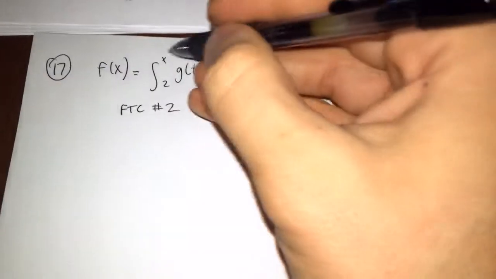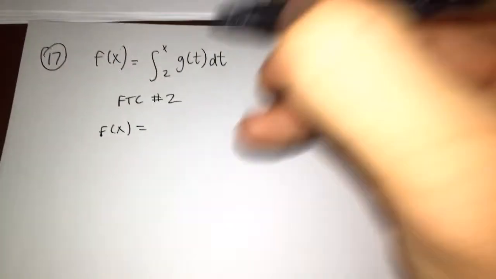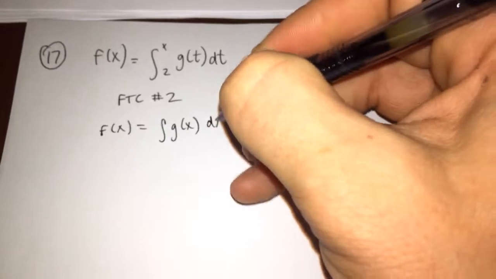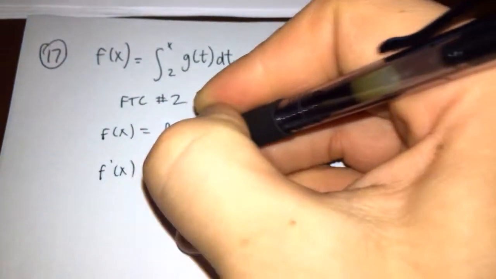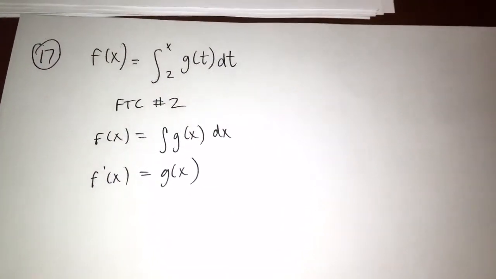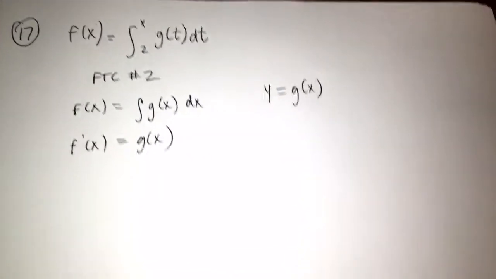For number 17, using the fundamental theorem of calculus, number 2, what I'm going to do is just substitute this x in, and I'm going to say that f of x is equal to the integral of g of x dx. Well, if I derive both sides, you basically have this. The question asks which of the following could be the graph of y equals g of x.